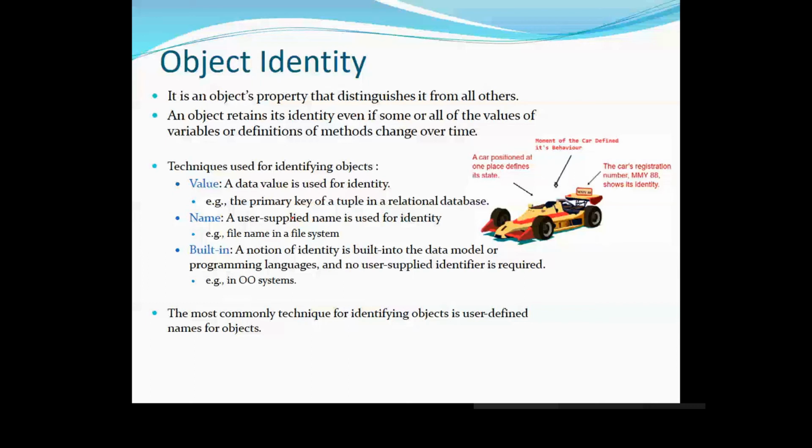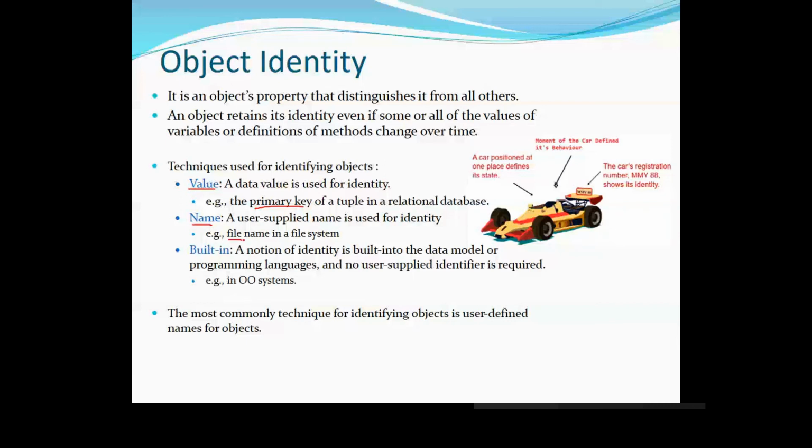Now, the object identity, techniques used for identifying an object. It could be the value of the data inside the object, for example, the primary key inside the table. So I know this is the record I want. The name of the object is mainly used to identify the object, such as a file in your folder. What's the name of the file? You cannot have two files with the same name. It will tell you there is duplication, and you have to change the name.